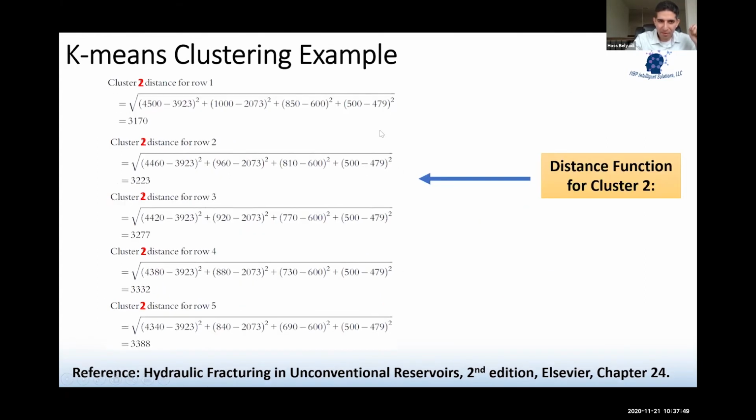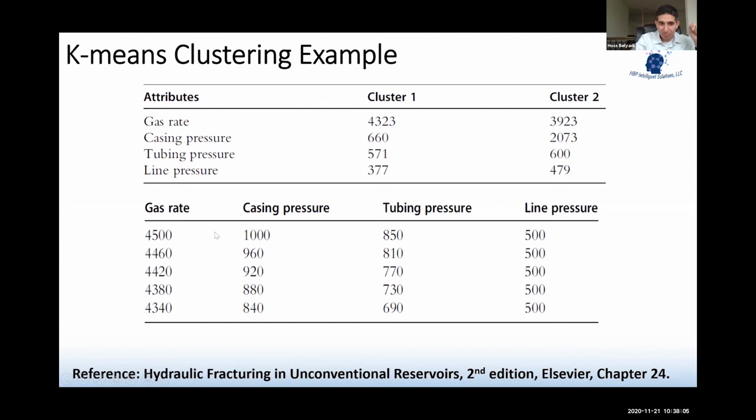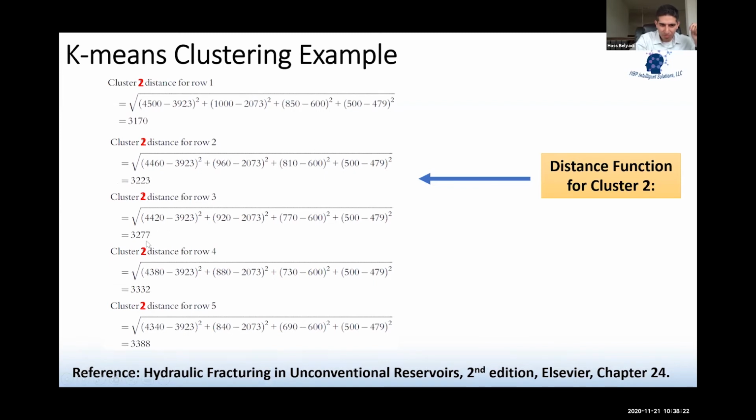Okay, so let's go back here. So now you can see cluster 2 distance for row 1, row 2, row 3, row 4, and row 5. And simply what you have again is 4,500 minus 3,923. Instead of 4,323, now we're using 3,923, because we have moved on from cluster 1. We're going to cluster 2 now. Do the exact same calculation for cluster 2. Then you get 3170, 3223, 3277, and so on and so forth.